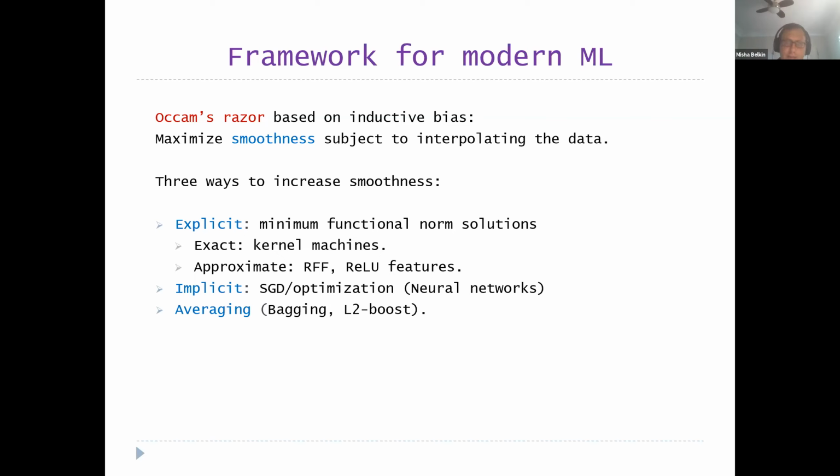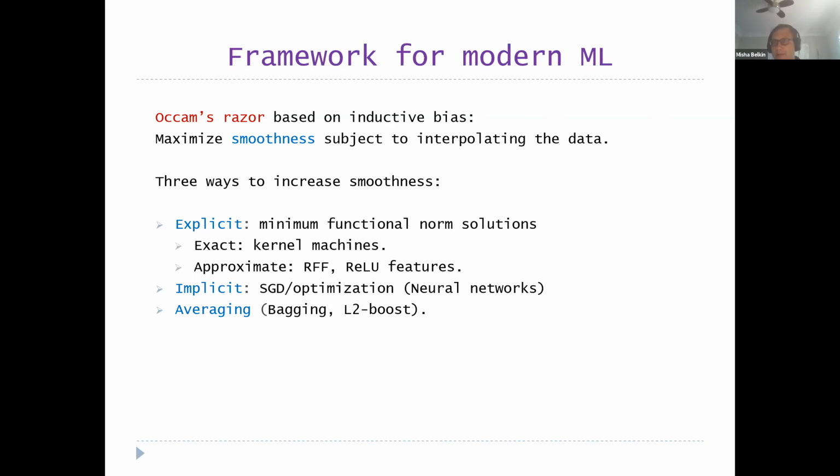And that's sort of the premise. And then you can say, okay, well, there are several different ways you can maximize smoothness. First, you can look for, as we discussed, minimum functional norm solutions like kernel machines, or approximate with RFF and ReLU features. You can do it implicitly by some sort of optimization, which is known to increase smoothness, to choose solutions with maximum smoothness or close to maximum smoothness.